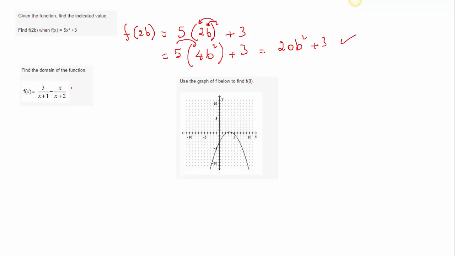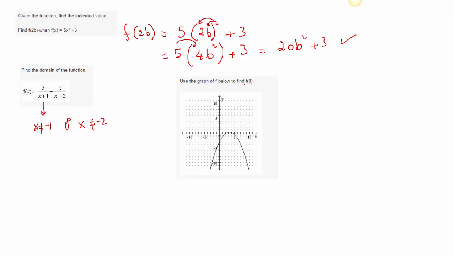What is the domain of the function? Now this function, the f of x function, is real as long as x does not equal negative 1, because negative 1 plus 1 will make this 0, and a number over 0 is undefined, and also x cannot equal negative 2 because negative 2 plus 2 is 0, and a number over 0 is undefined. So the domain of this function is the set of all real numbers except x equals negative 1 or x equals negative 2. That's the domain of the function.